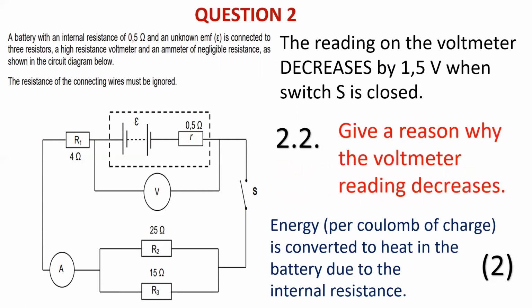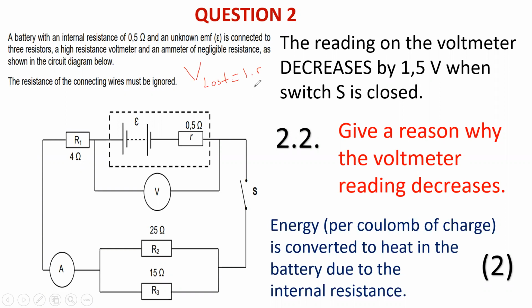Because energy per coulomb of charge is converted to heat in the battery due to internal resistance. If the switch is open, you don't need to use internal resistance because there's no current. But when the switch is closed, you get V lost. What was the V lost? Do you remember that? V lost is equal to I times r, where r means internal resistance. So V lost equals I times the internal resistance. I we don't know, we didn't calculate it, it's fine.